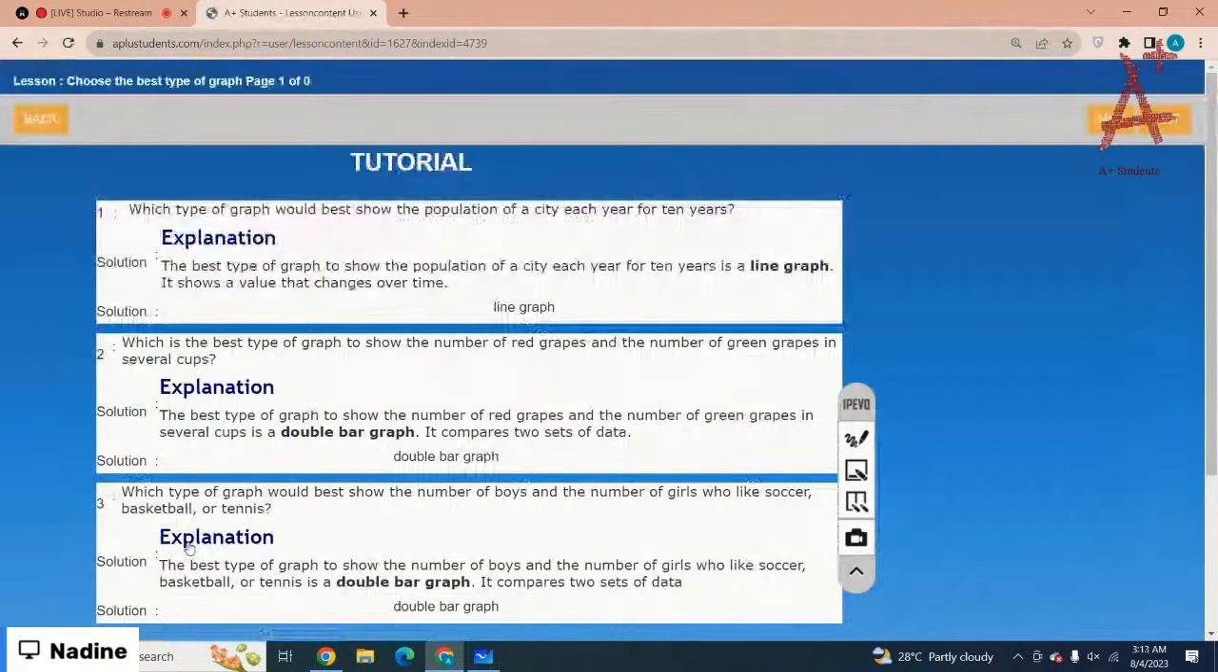The next one is which type of graph would best show the number of boys and number of girls who like soccer, basketball, or tennis? Again, you have to compare two sets of data, so you have to use the double bar graph, right? Let's just start with the practice questions.